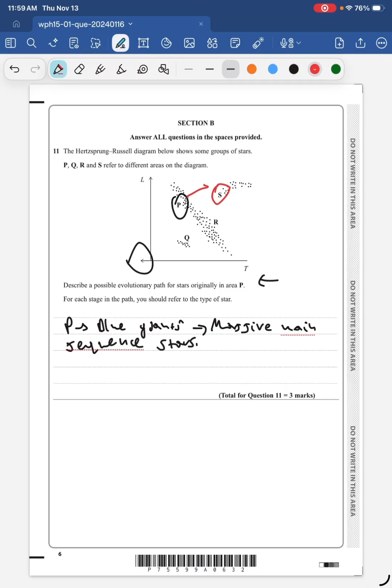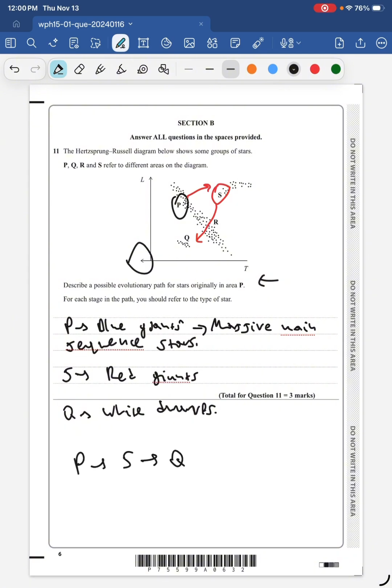So we go to S, right? And then once the red giant phase ends, we go to Q. So that star will become a white dwarf. Okay, so S are red giants and Q is white dwarfs. So possible sequence will be P, S, Q.